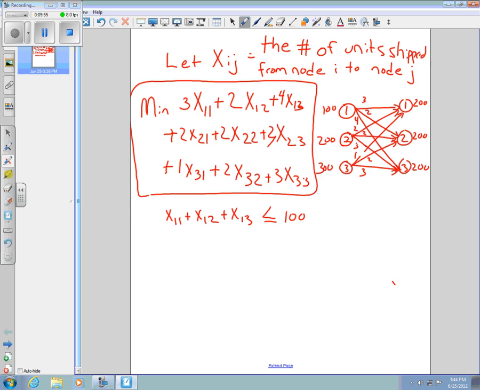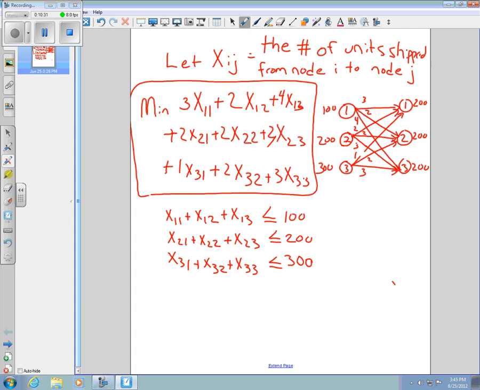You might pause here and see if you can fill in the next two constraints. Okay, x21 plus x22 plus x23 has to be less than or equal to 200, the capacity of node 2. Similarly, x31 plus x32 plus x33 must be less than or equal to 300. Okay, so there you have your three different what I call capacity constraints or supply constraints. Can't ship more than is available.